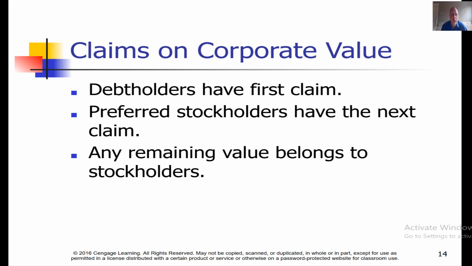Claims on corporate value are particularly important in the case of a bankruptcy. Debt holders generally have the first claim, although in strange cases like the General Motors pre-packaged bankruptcy, that didn't turn out to be the case, and instead the first claim basically went to the labor unions. After that, preferred stockholders have the next claim, and whatever's left over, the residual value, any remaining value, belongs to the stockholders.